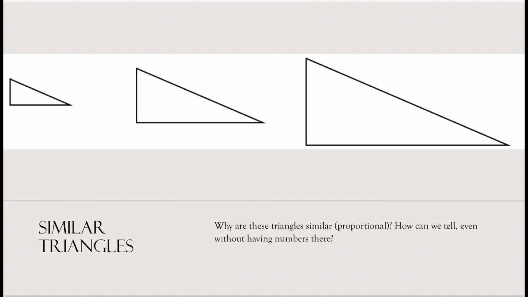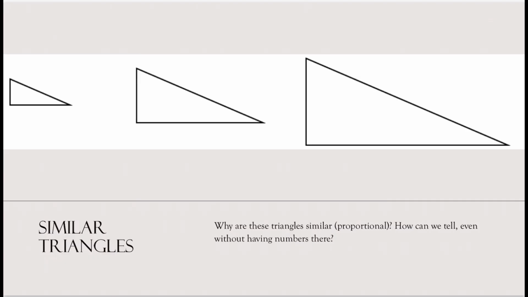So to start out, we have these three triangles here, and we can just see right away, just by looking at them, that they are obviously similar to each other. And I mean that in a mathematical sense, where they're proportional to each other. And so I want you to think about, how can we tell that they're similar even though we don't have any numbers? How can we just tell by looking at them that they are similar to each other?